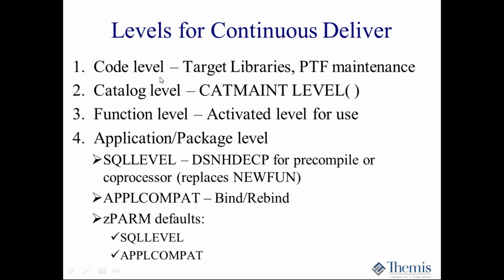So, levels. Your target libraries, the level is tracked on that. PTF maintenance applies the code level, and your target library code level is tracked. The catalog level is tracked. This is your CATMAINT level when you apply the CATMAINT. The activated level, your function level, is tracked.